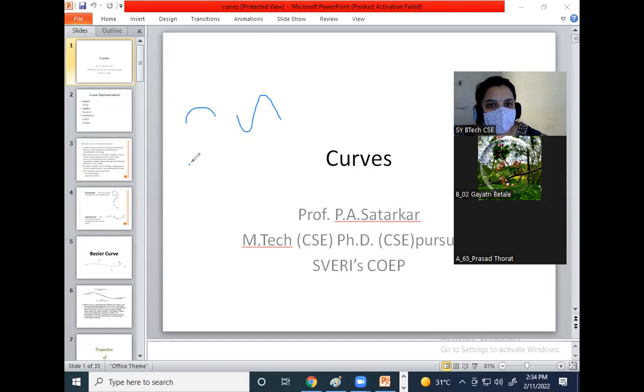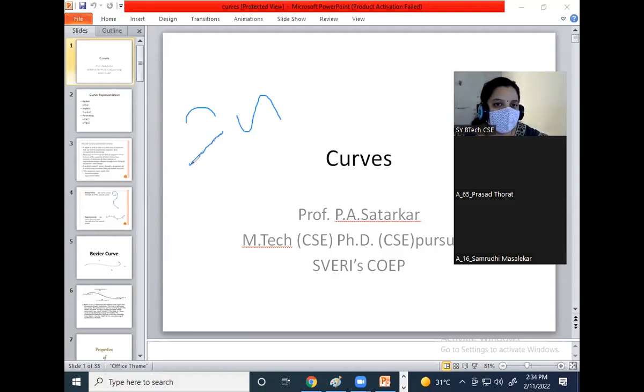Suppose I am drawing here a number of points. I can say this is a set of points. And when I join them, it gives me a curve. So can a line be a curve? Yes. According to the mathematical definition, we have a number of points, that is, a set of points. That is the first criterion. And the second criterion is that they should be connected together.